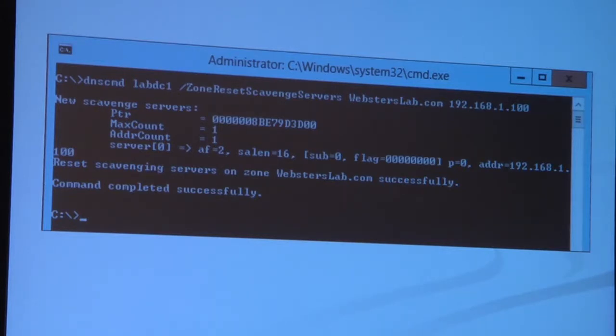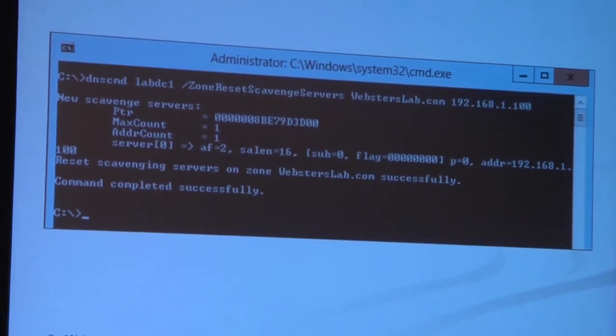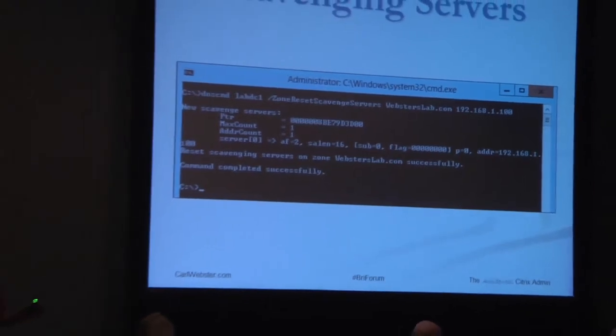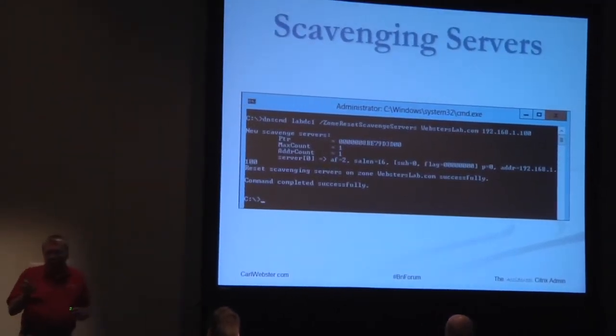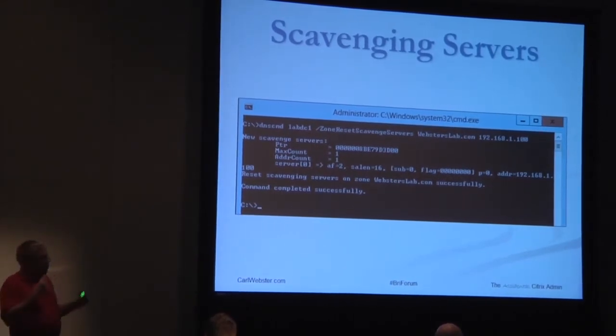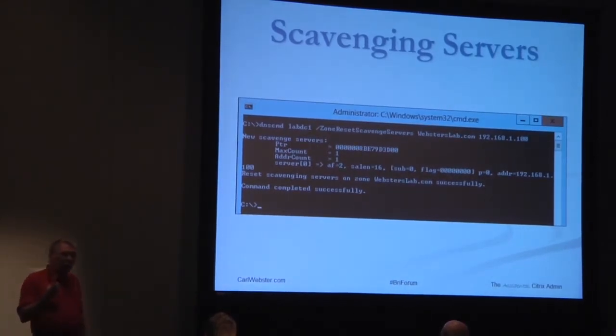By setting the scavenging server, by running this command, you're going to set 1 DNS server. Microsoft recommends 1 DNS server be set for scavenging. In a large distributed environment, Microsoft recommends 2. I've never seen Microsoft recommend more than 2. So if you take the recommendation to do just 1 and something goes wrong in the scavenging process, where do you look? On that 1 server. You've really narrowed down your troubleshooting.